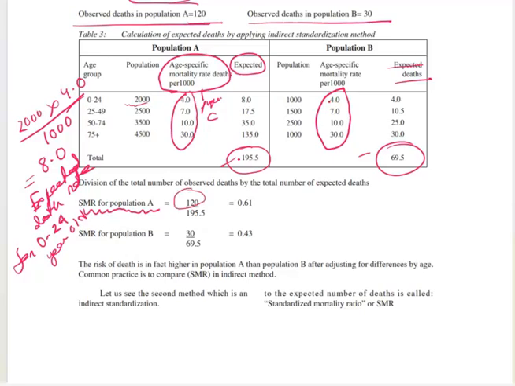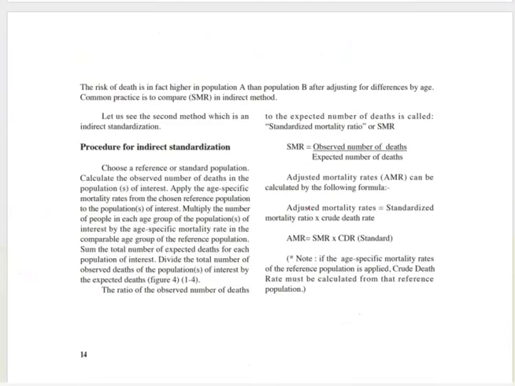And according to this article, because we standardize these numbers by using the age-specific mortality rate from population C, to get the age-adjusted mortality rate for each population, we also need to multiply the standardized mortality rate with the crude mortality rate of population C. If we know the crude mortality rate of our reference population, here it is population C, and then multiply with the standardized mortality rate, then we'll have our age-adjusted mortality rate.